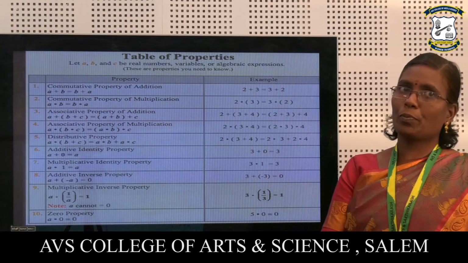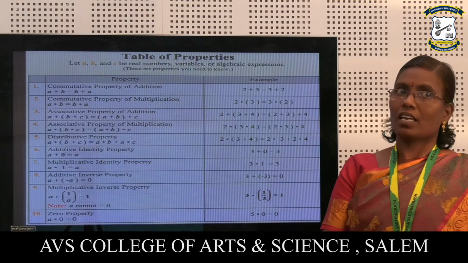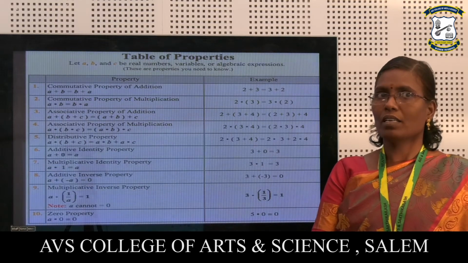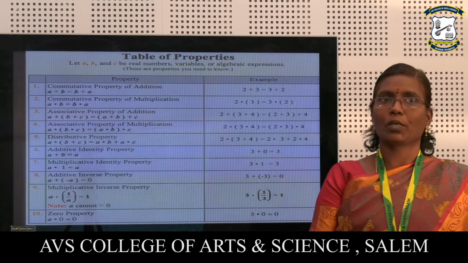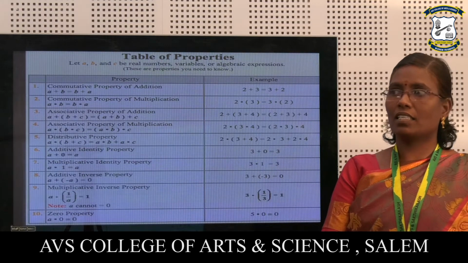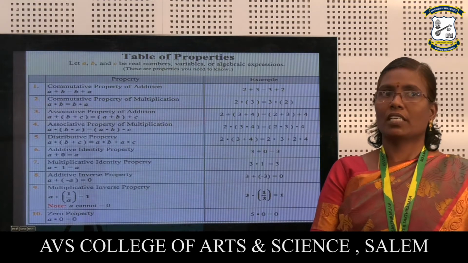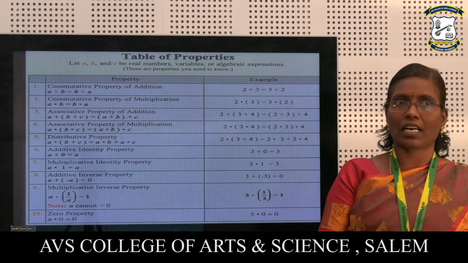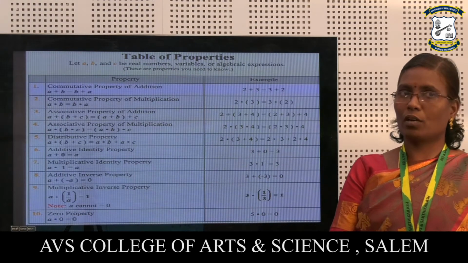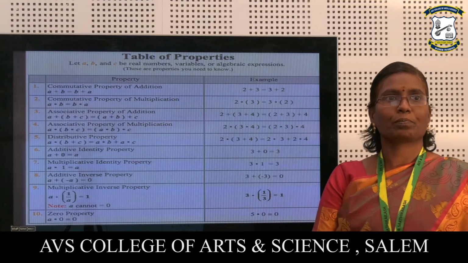Third one, associative property of addition. A plus B plus C is equal to A plus B plus C. Associative property of multiplication. A star B star C is equal to A star B star C. Distributive property. A star (B plus C) is equal to A star B plus A star C.